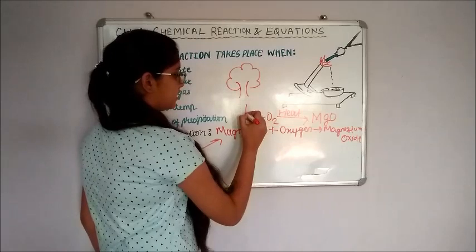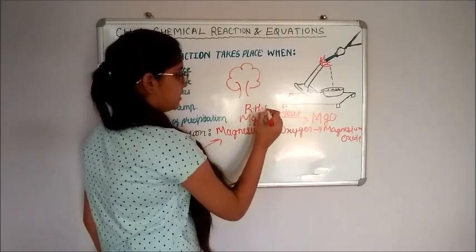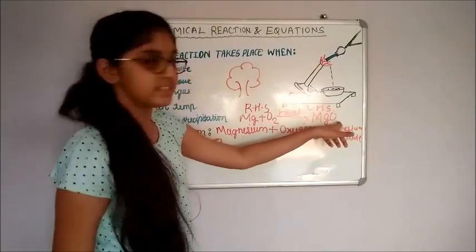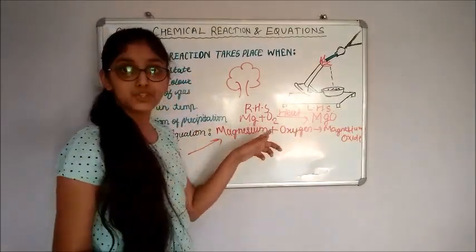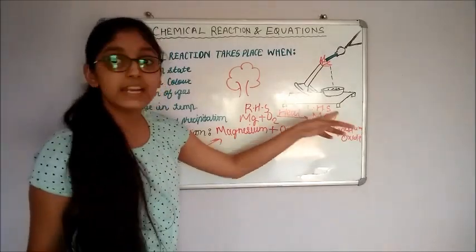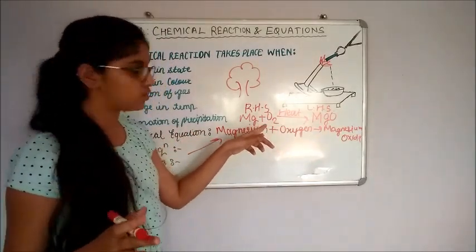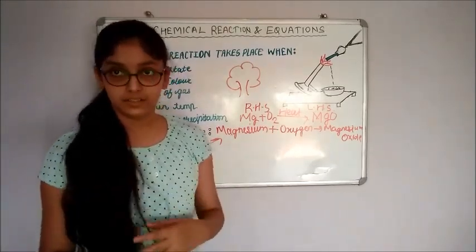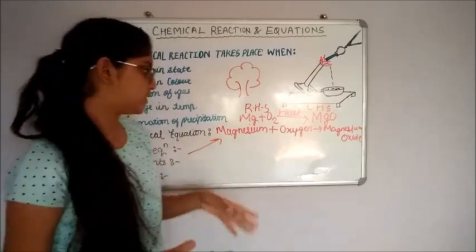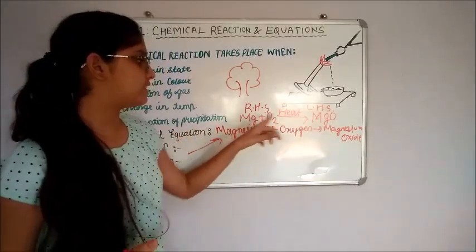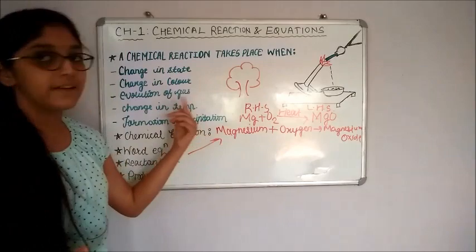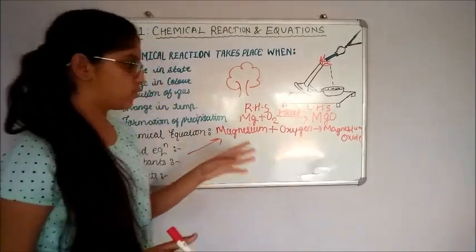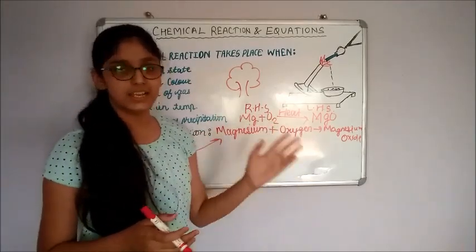Now this is LHS and this is RHS. On the LHS, oxygen has one atom and here it has two atoms. Magnesium is balanced over here. We are going to understand and solve balanced equations in our next video. But here we observe that the number of atoms on both sides, left hand side and right hand side, are not equal. So it is an unbalanced equation, also known as a skeletal chemical equation.